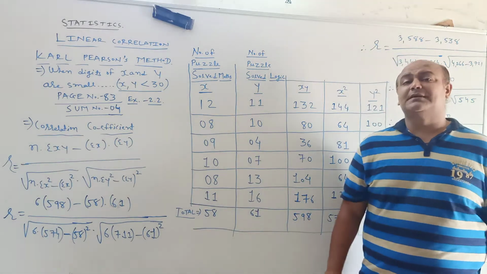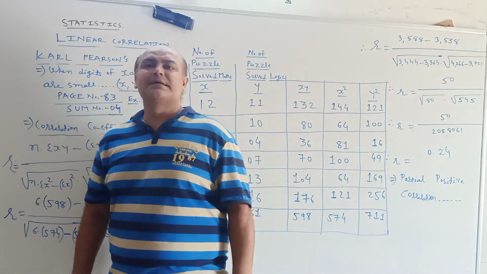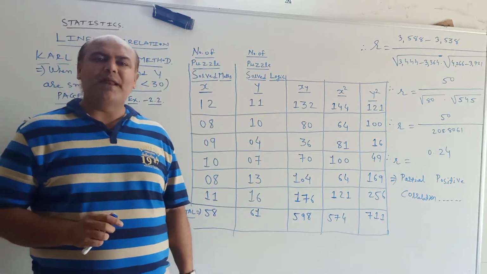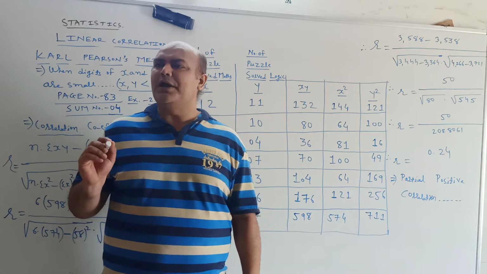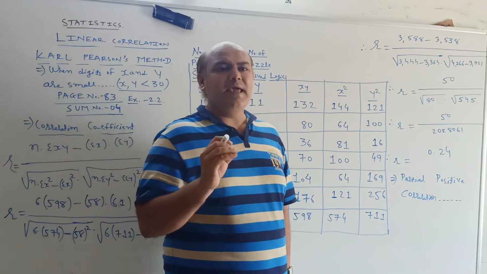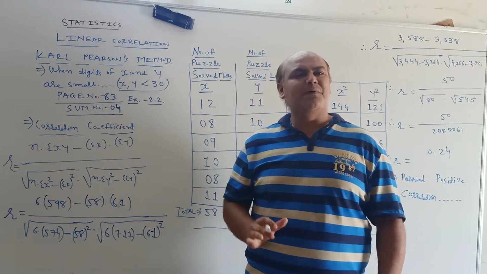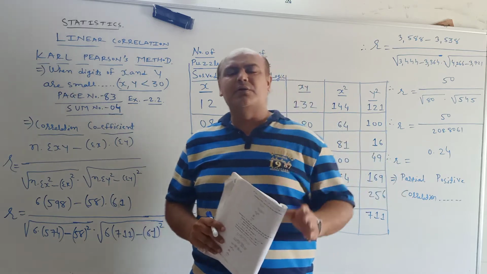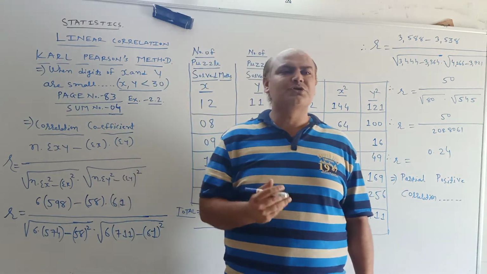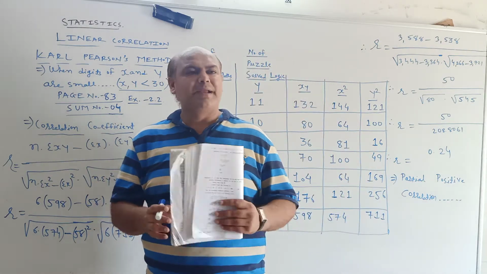In the xy method, when digits are small, meaning less than 30, then we apply the formula of the correlation coefficient r, that is r is equal to n sigma xy minus sigma x into sigma y upon under root n sigma x square minus (sigma x) whole square into under root n sigma y square minus (sigma y) whole square.